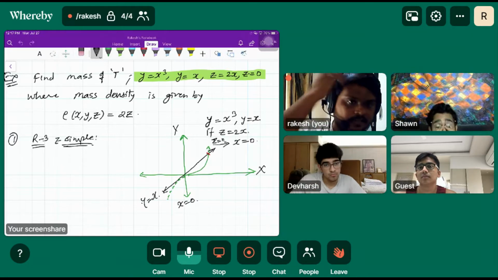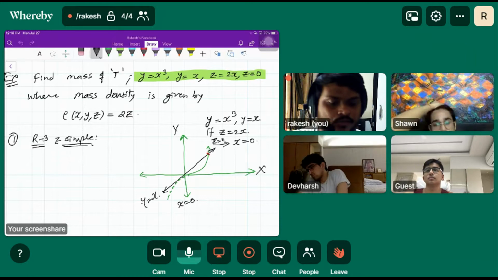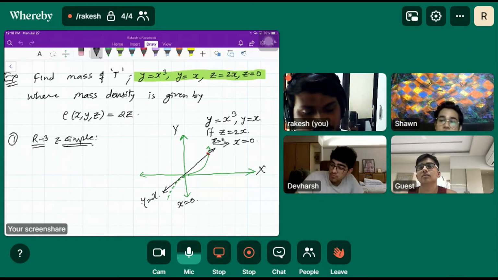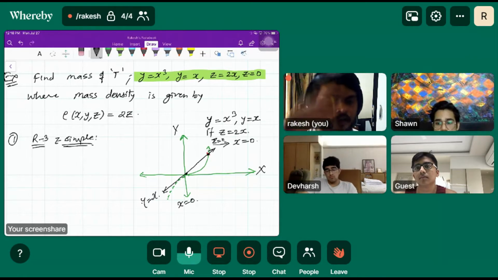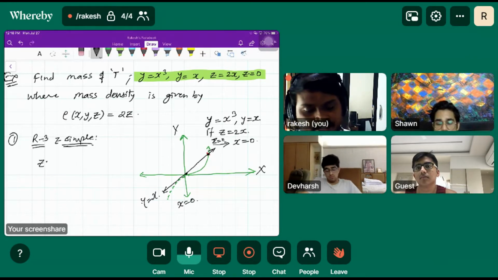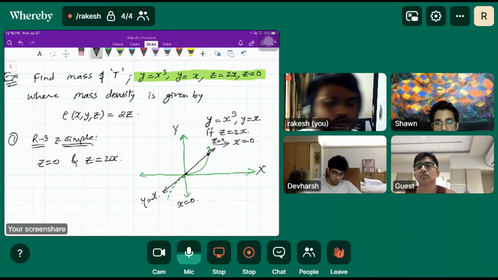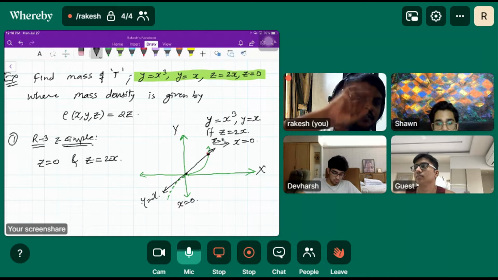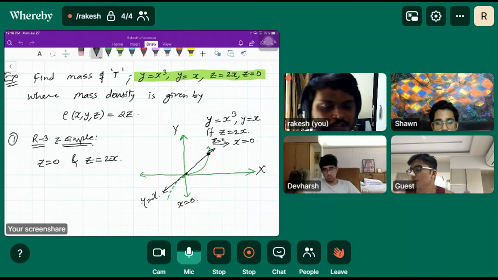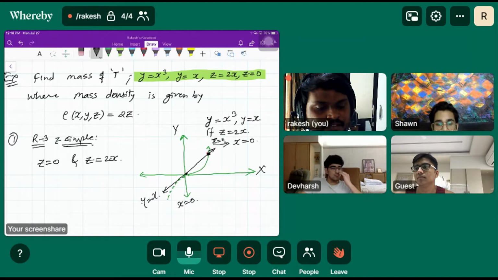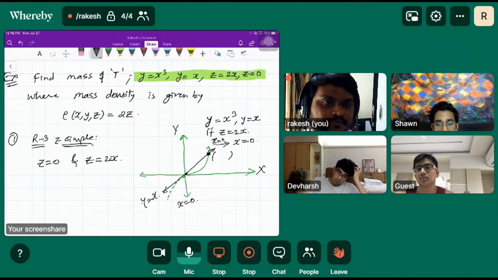First of all, just a second, Manu. First of all, we have to find out the lower and upper limit of z. What I told you is, you can plug any point from this region into the z functions, z is equal to 0 and z is equal to 2x. So what is the intersection point of these two curves on the region? Can you tell me the coordinate of this point?